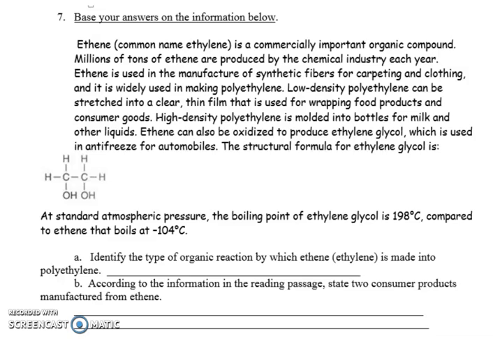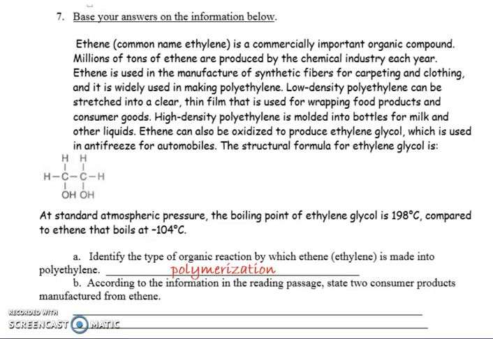Number 7 gives you a big reading section. Take a moment to read that. Hopefully you read that. So now, question A says, identify the type of organic reaction by which ethene or ethylene is converted into polyethylene. Well, a monomer changed into a polymer is called polymerization.